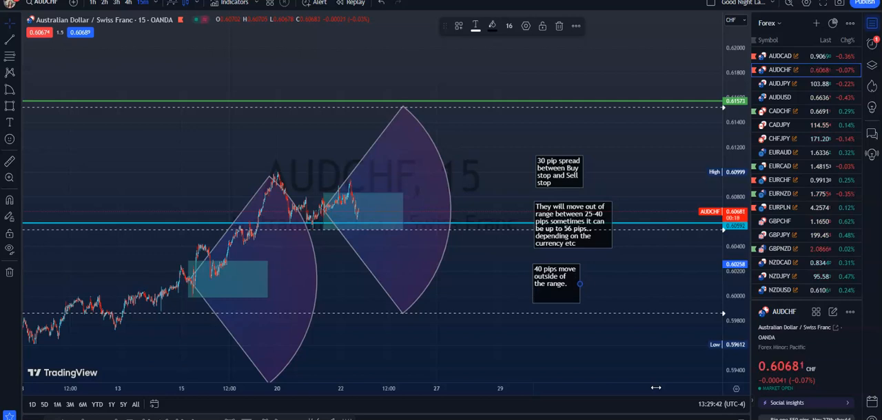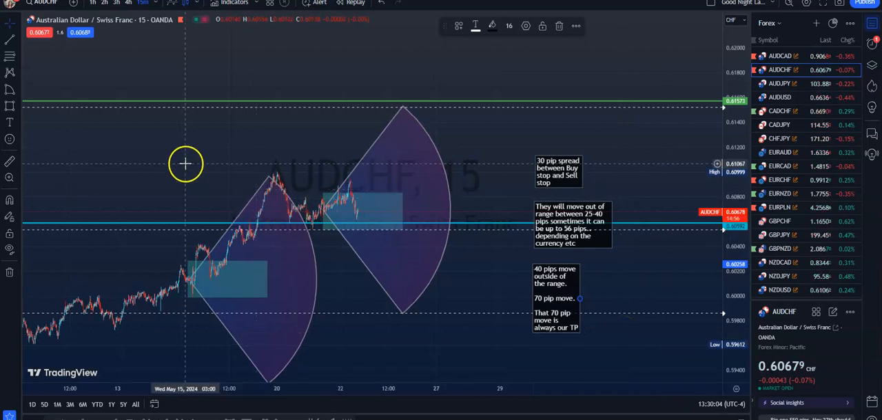After that comes the 70 pip move. That 70 pip move is always our TP. You get it? You got it?